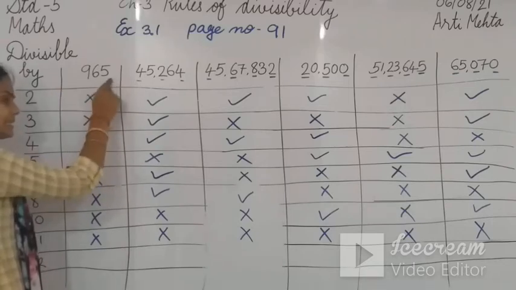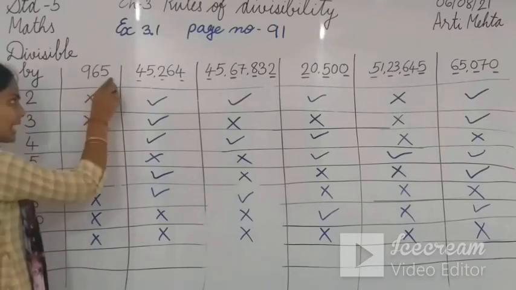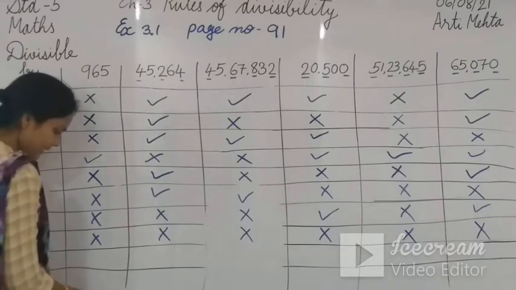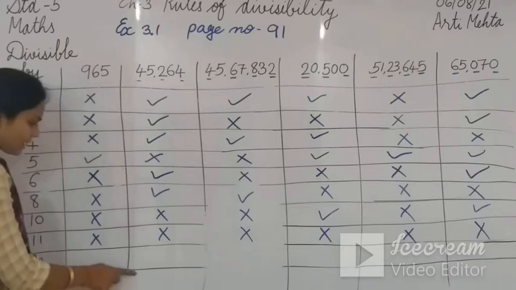If the sum of the digits is divisible by 3. Okay, and what was the divisibility rule of 4? If the last two digits are divisible by 4. Okay, then it is divisible by 12. See here, if a number is divisible by both 3 and 4, then it is divisible by 12.